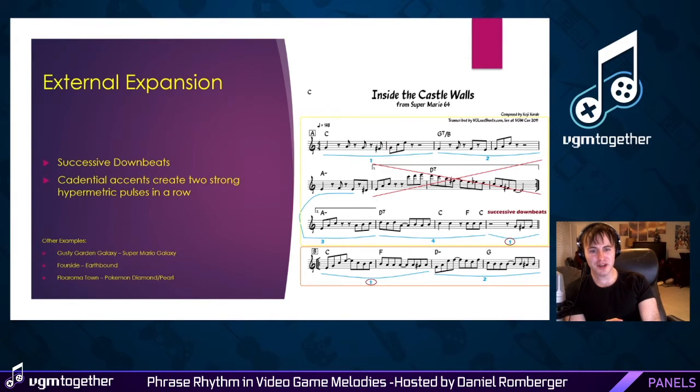There's a little bit of an interruption there, and yeah, that's where you get your 2 ones in a row. Yeah, the example of successive downbeats.